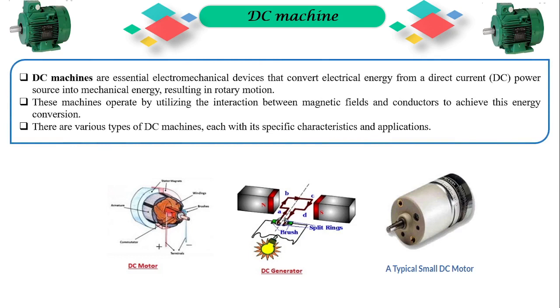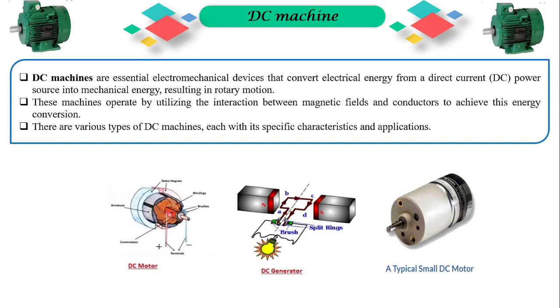Let's dive into the realm of DC machines. These electromechanical devices are indispensable for converting electrical energy from a direct current, DC, power source into mechanical energy, ultimately resulting in rotary motion. The magic happens through the interaction between magnetic fields and conductors, facilitating this seamless energy conversion.